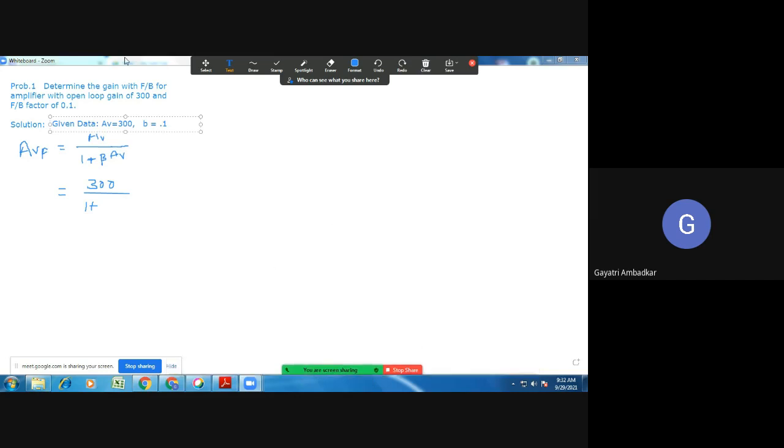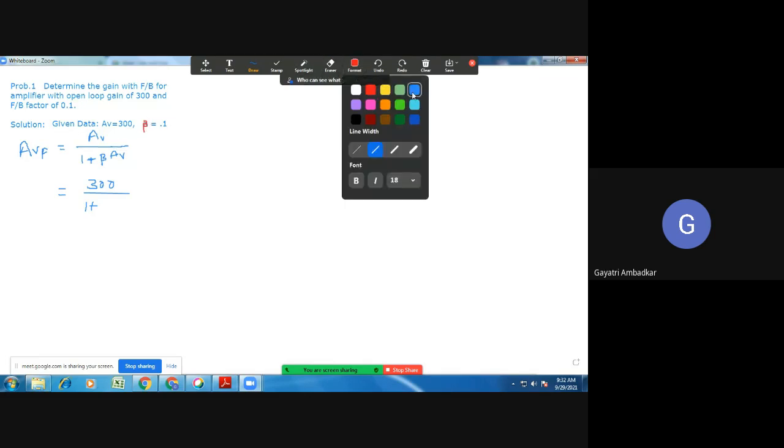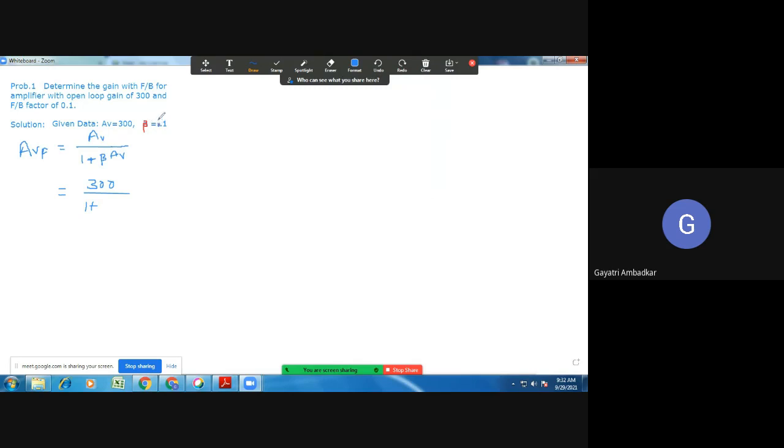So what is beta? Beta is 0.1. Okay, so right here 300 into 0.1, 0.1 into 300. Calculate it, tell me. 9.67. Correct. So this is a simple problem, because if you expect MCQs, such problems are likely to appear. So you get 9.67.